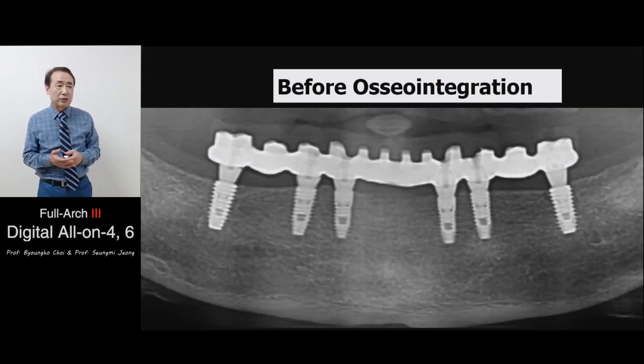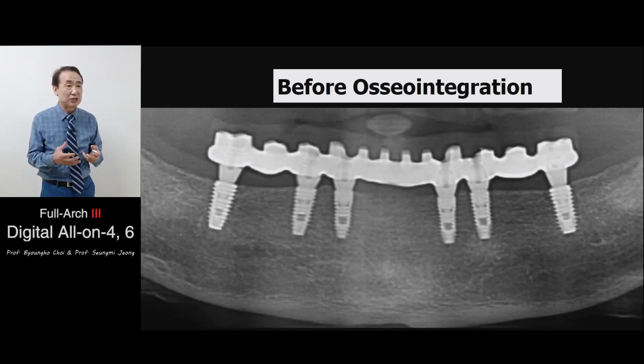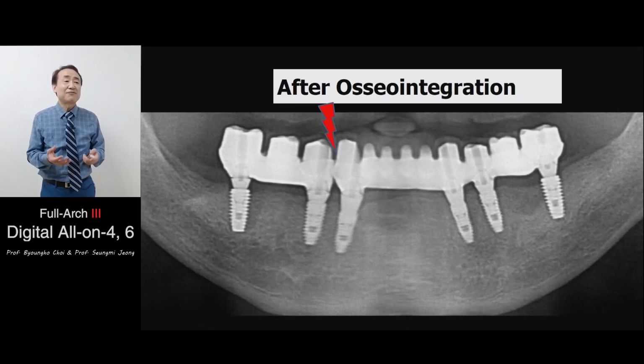This protocol has advantages. Before the osseointegration period, the stress on the implant is distributed by splinting all implants together with a strong, rigid framework. After the osseointegration period, the prosthesis becomes stable in terms of the mandibular dynamics by sectioning.